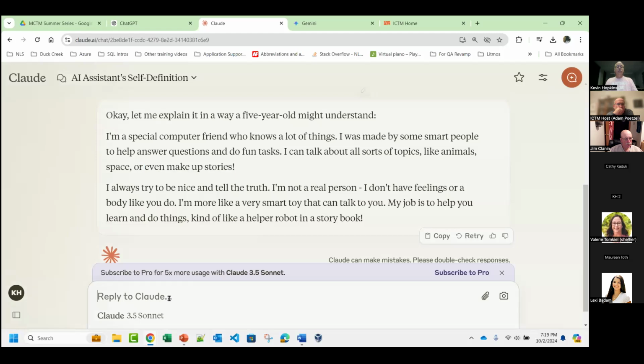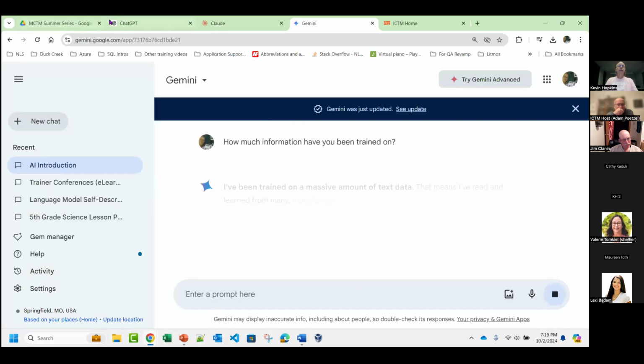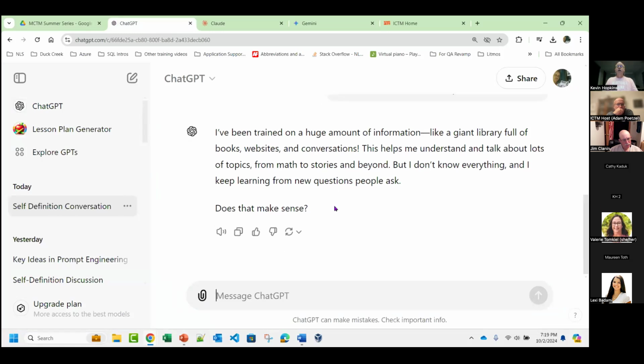So I'm going to ask that of all three. Again, how much information have they been trained on? In ChatGPT, since I asked it to respond to a 5-year-old, it still is. It has a memory. And so once I ask it to respond to a 5-year-old, after that, it's going to keep doing it. So: "I've been trained on a huge amount of information, like a giant library full of books." So it's not terribly technical at that point because it's still explaining like it would to a 5-year-old.